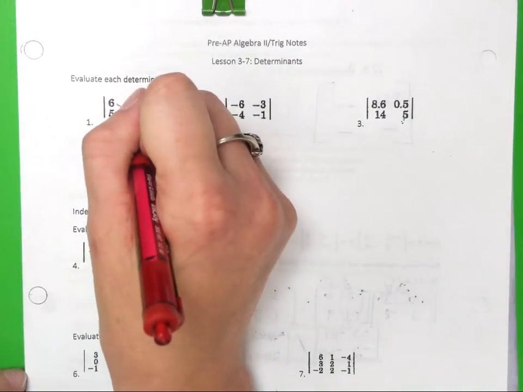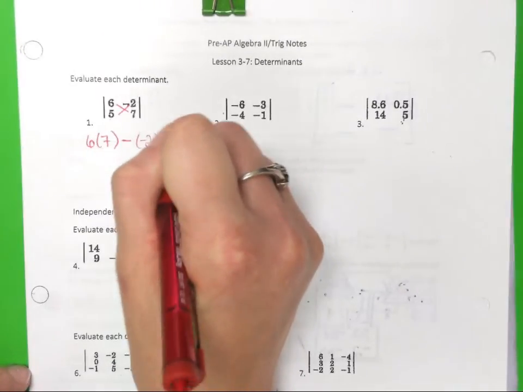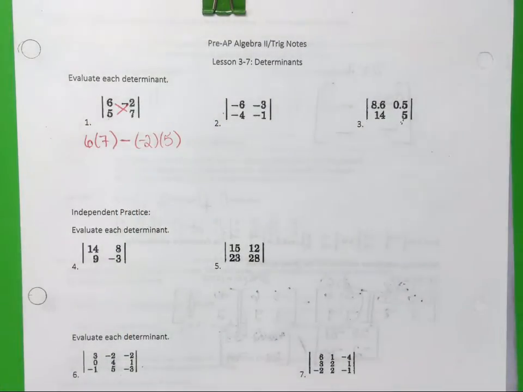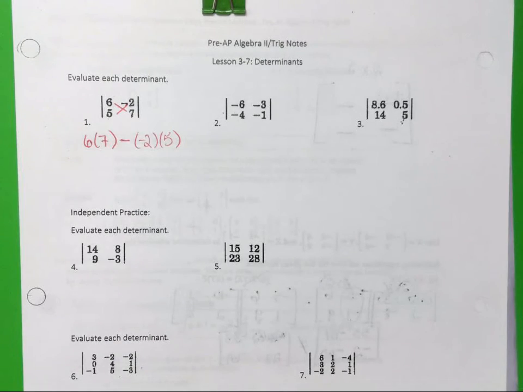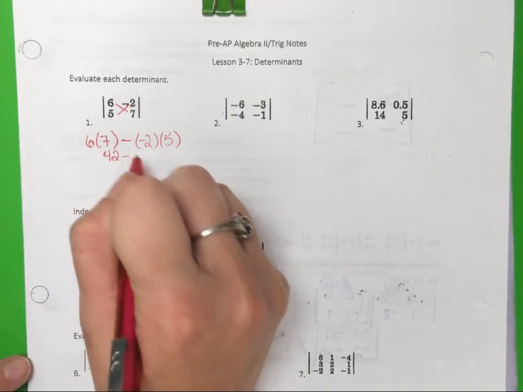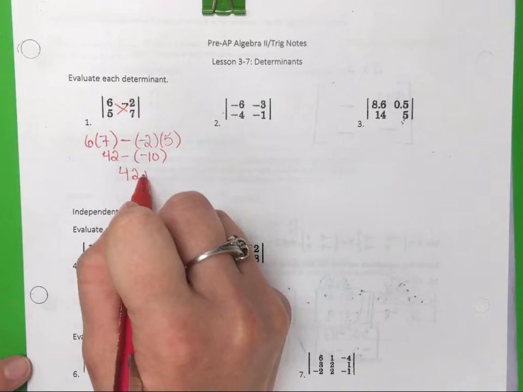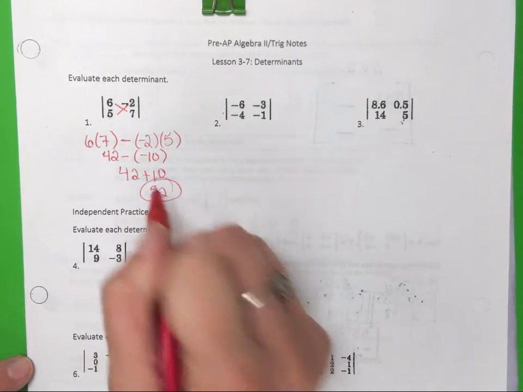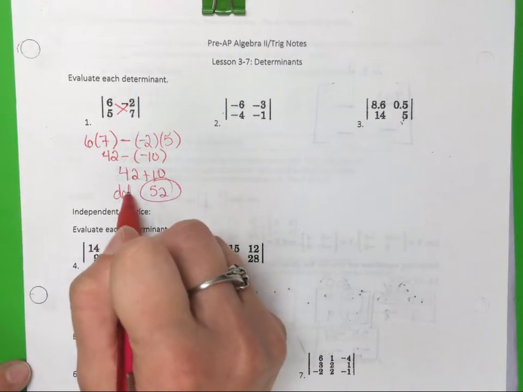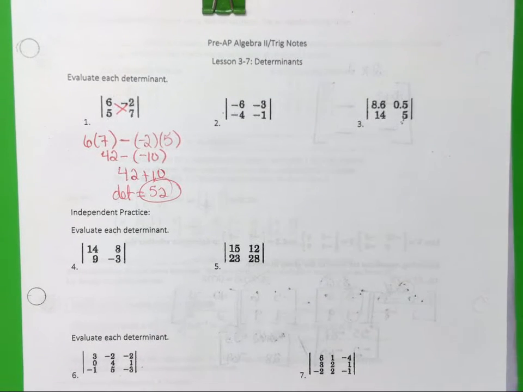Then we can multiply the other ones, negative 2 times 5. So you cannot switch the 2 and 5 into 6 and 7. The 6 and 7 has got to come first. So that'll be 42 minus negative 10, which is 42 plus 10, right? And that's 52. So we just write DET equals 52. Are y'all okay? Pretty easy, right? This whole section is pretty easy.